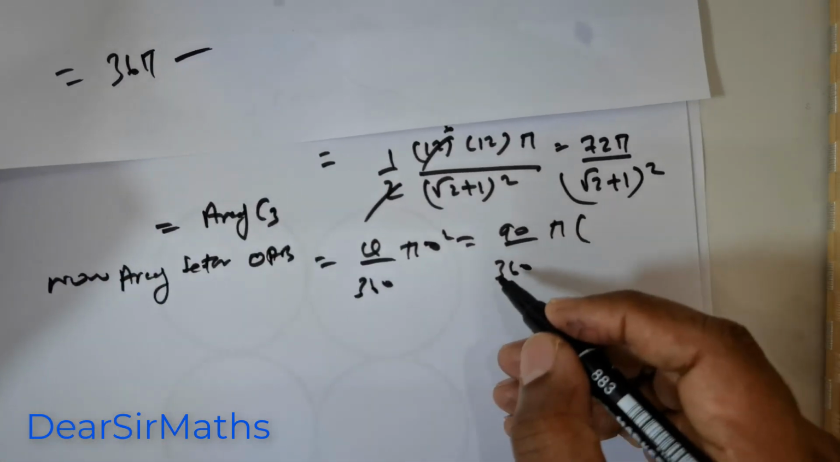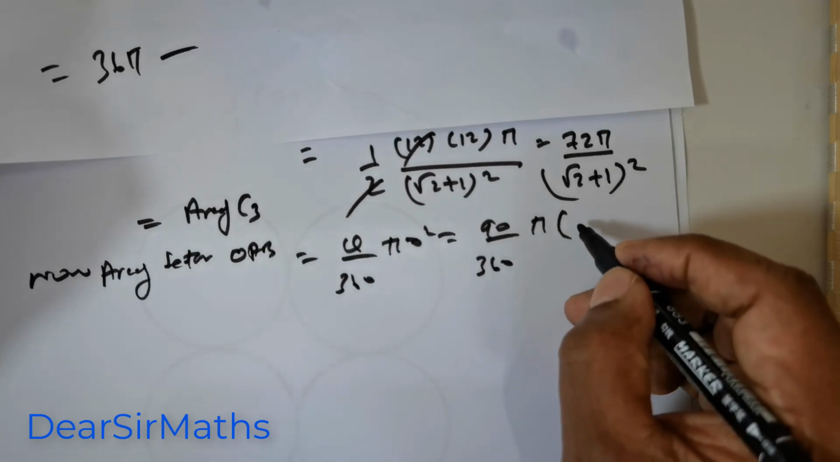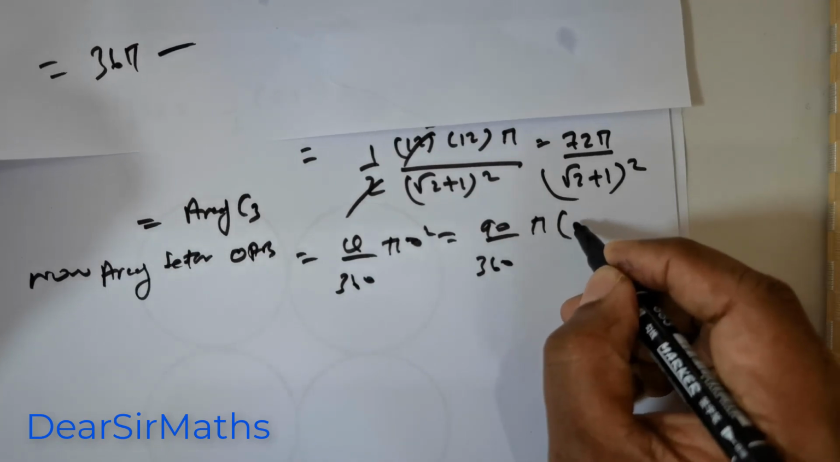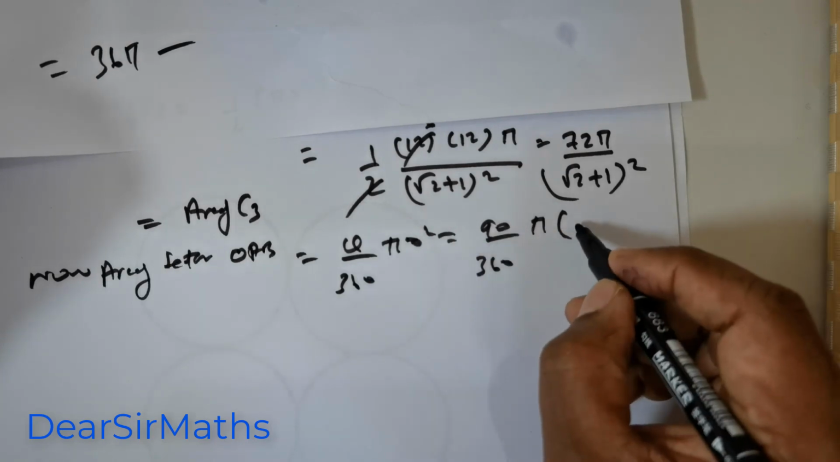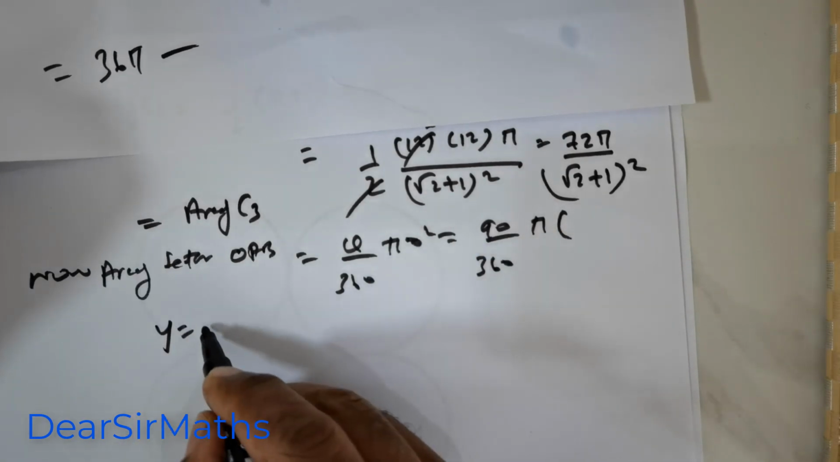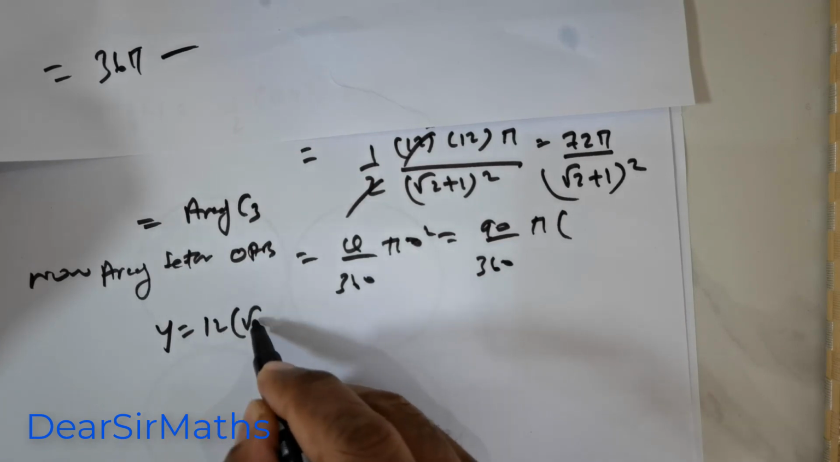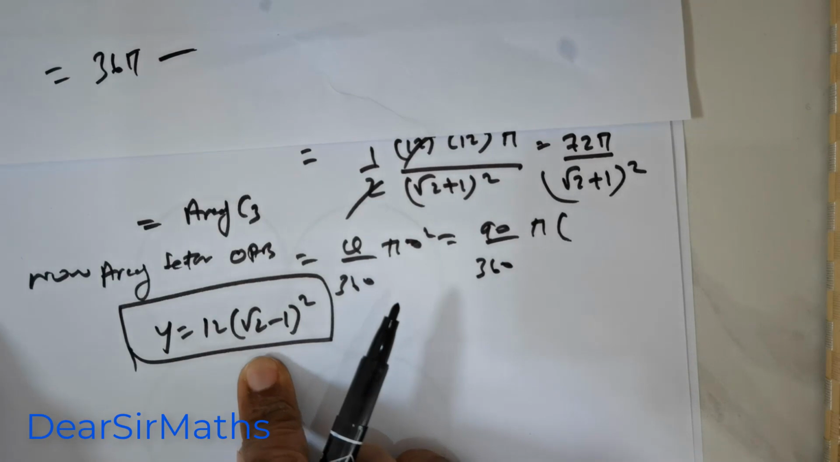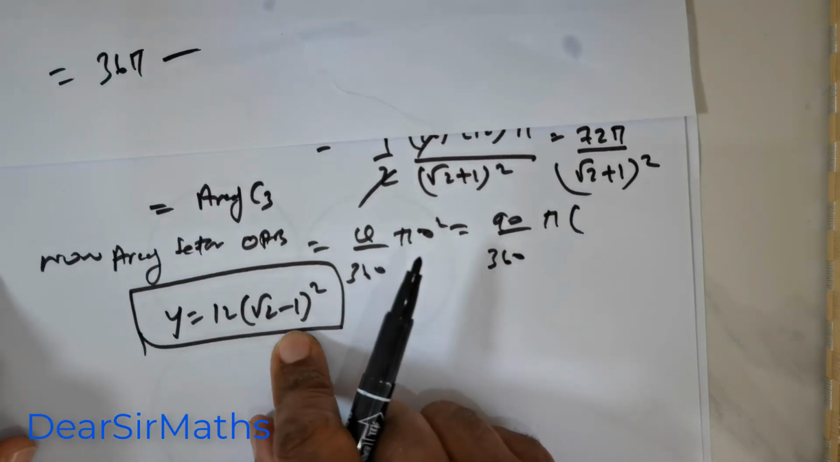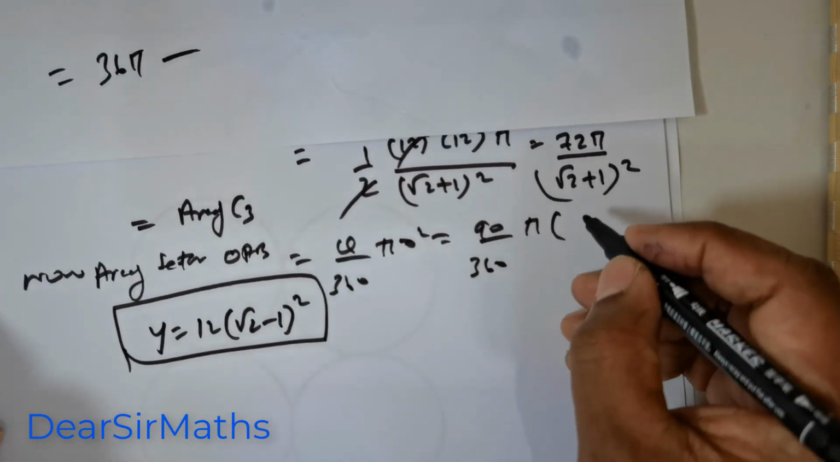So that's my radius. So if I were to substitute that, right? So this is r squared already. My y, let me write that y. Y is equal to 12 into root of 2 negative 1 raised to the power of 2. This is my radius. Now if you want, you can simplify this and substitute it here. If not, you can substitute it directly.